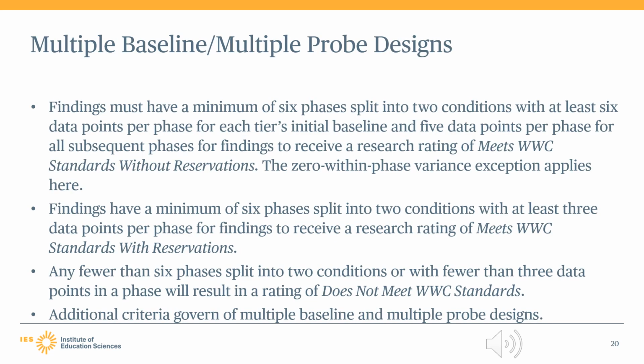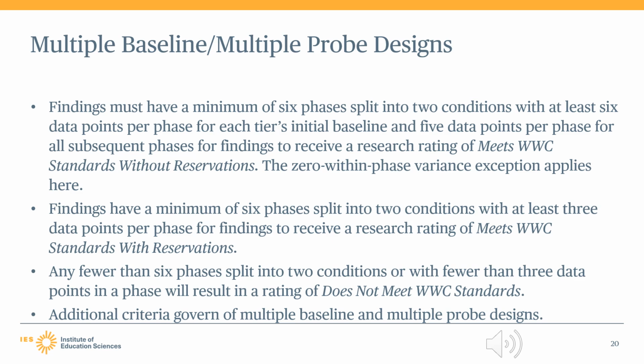Let us now consider multiple baseline and multiple probe designs. In terms of the required number of phases and the number of data points per phase, the requirements for these 2 types of designs are the same. For a finding from a multiple baseline or multiple probe design to receive a research rating of meets WWC standards without reservations, the design must have at least 6 phases split into 2 conditions across 3 tiers.